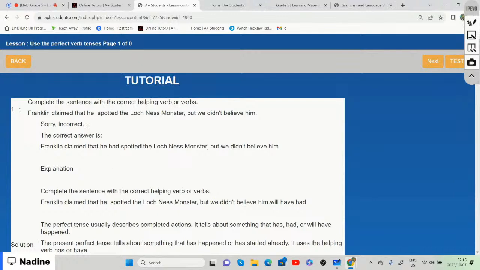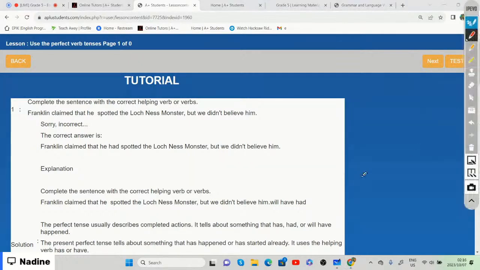All right, so basically this refers to it being in the past, right? So if it's referring to it being in the past, then we can say Frank claimed that he had spotted the Loch Ness monster, but we didn't believe him. And this shows that it is in the past.